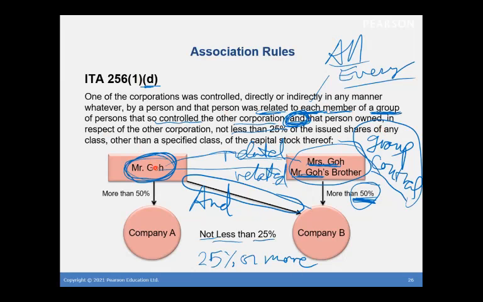So likewise, if everything was the same and the only thing that changed was Mr. Go's cross ownership, as I like to call it, was say 10%, then that wouldn't be enough to trigger these rules. So you can own some of that other company, just not passing that magical threshold of one quarter.